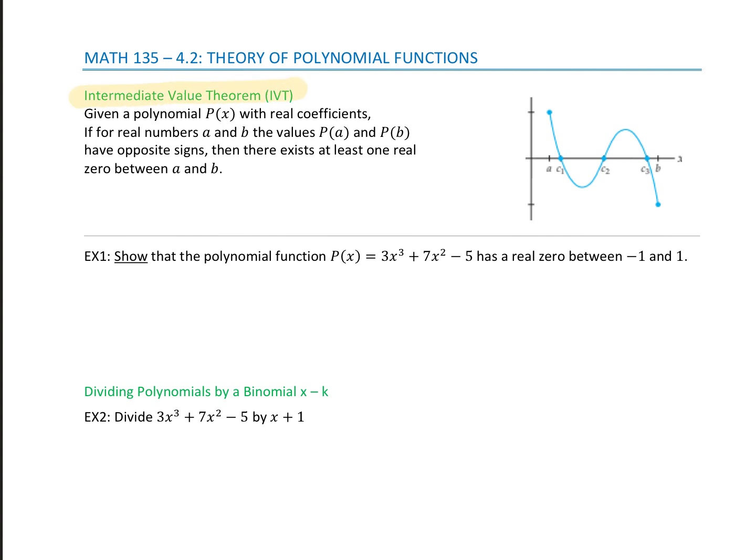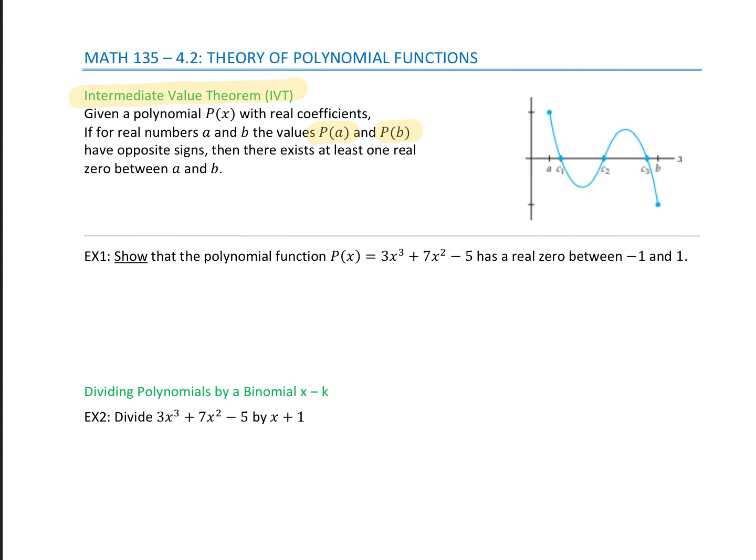If we're given a polynomial p of x with real coefficients, if for real numbers a and b, the values of p of a and p of b, so the y values, have opposite signs, then there exists at least one real zero between a and b. Well, what does this mean?